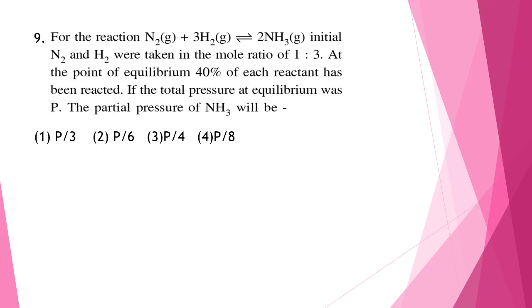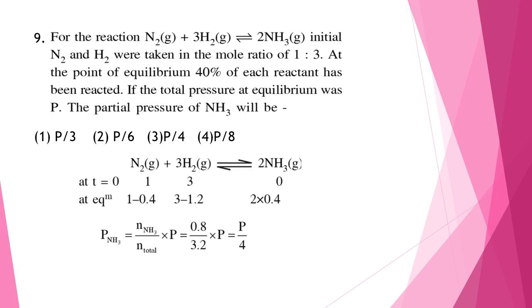Question 9. For the reaction N2 plus 3H2 gives 2NH3, initial N2 and H2 were taken in the mole ratio of 1:3. At the point of equilibrium, 40% of each reactant has been reacted. If the total pressure at equilibrium was P, the partial pressure of NH3 will be. Initially it is given in the mole ratio 1:3. So if we take that initially 1 mole of N2 was there and 3 moles of H2 were there.